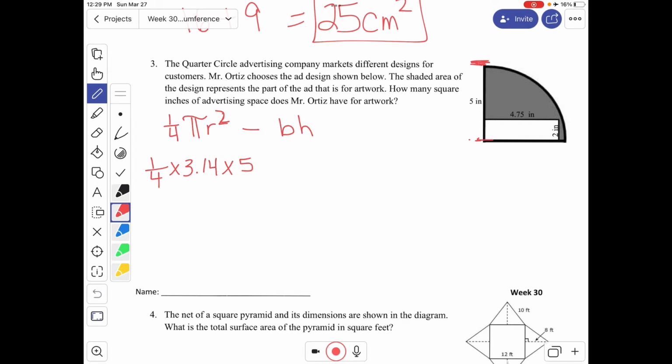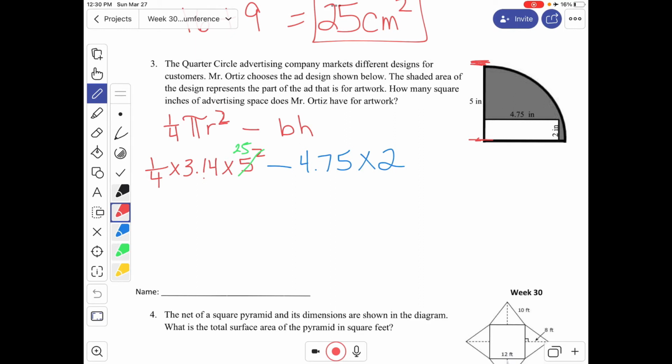Well, the radius of this circle would be halfway, which is 5, because that's all they show is half of the diameter, which is 5. So 5 squared minus the base of the rectangle, which is 4.75, times the height of the rectangle, which is 2. Remember, first we have to do the square, so it's 5 times 5, which is 25. And then if you see something we could cancel, we could do that now, but I don't see any numbers that would divide by 4 evenly. So I'm going to just have to go ahead and work it out.